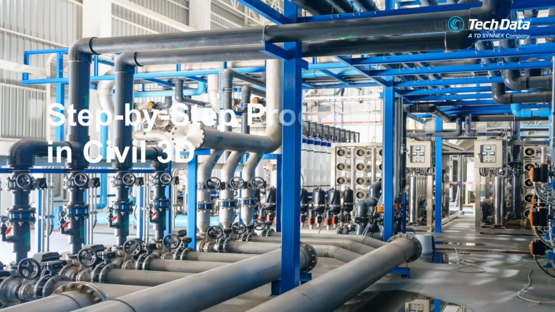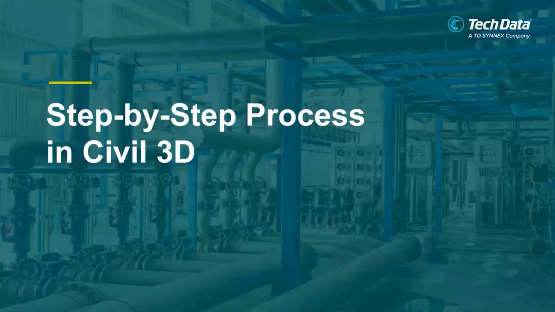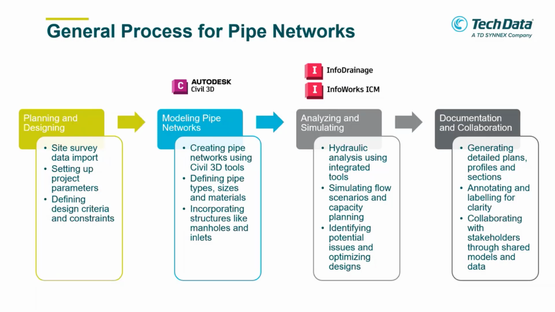Okay. So next is the step-by-step process in Civil3D. So I give you the overview of the general process for pipe networks. So usually when you wanted to design, of course, you already done your site survey, because you wanted to have the coordinate sessions, okay, the right geolocation, and then you will actually start drawing the road.